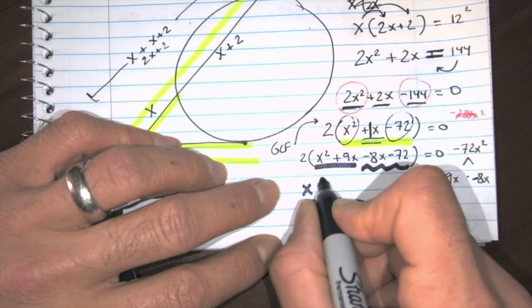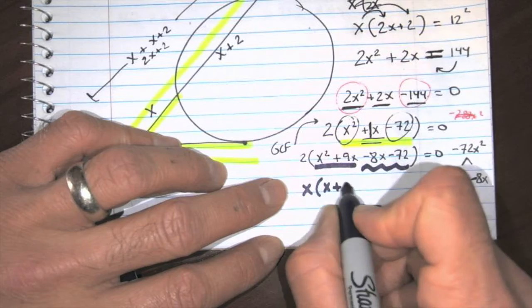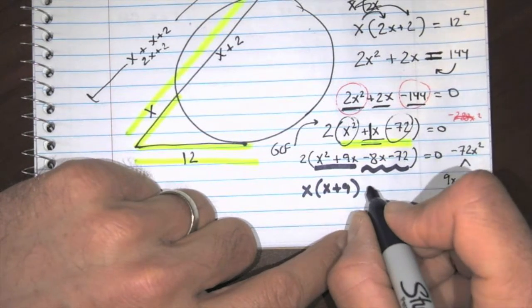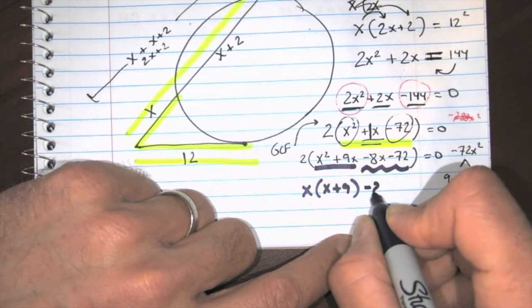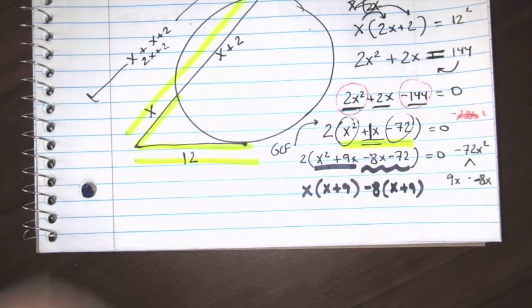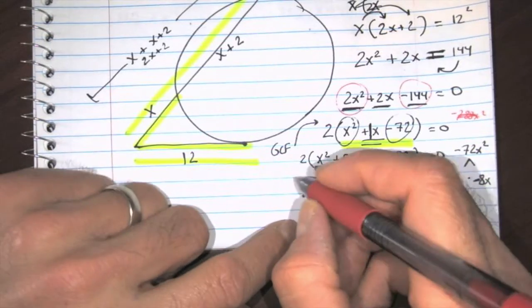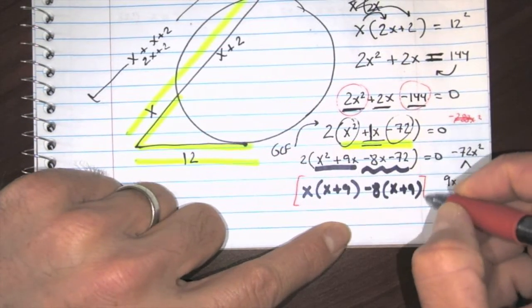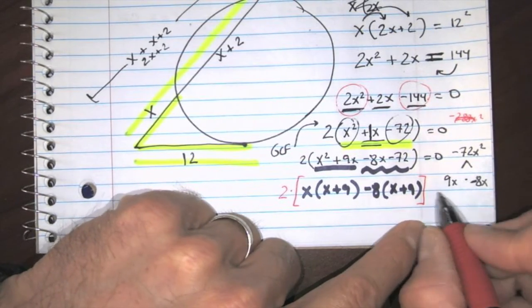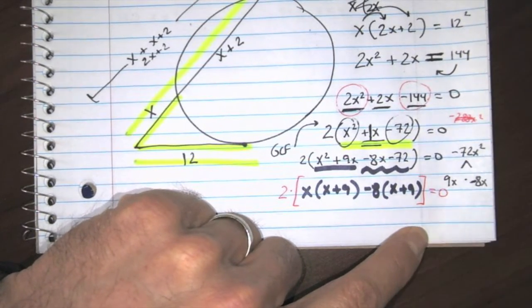So let's take an x out, and we're left with x plus 9. And then of these two terms, we can take an 8 out. Let's take a negative 8 out. And you're left with x plus 9. Really, the 2 is still on the outside, so we still got to include parentheses or brackets because we already have parentheses being used. Equals 0.